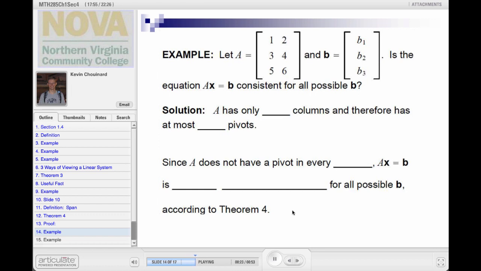Because this matrix has only 2 columns and it has 3 rows, you're going to have at most 2 pivots. But if you have only 2 pivots, you don't have a pivot for every row. And as we saw in our theorem, if you don't have a pivot for every row, it's not going to be consistent for all possible B. There might be some B for which it's consistent, but it's not going to be consistent for all B.